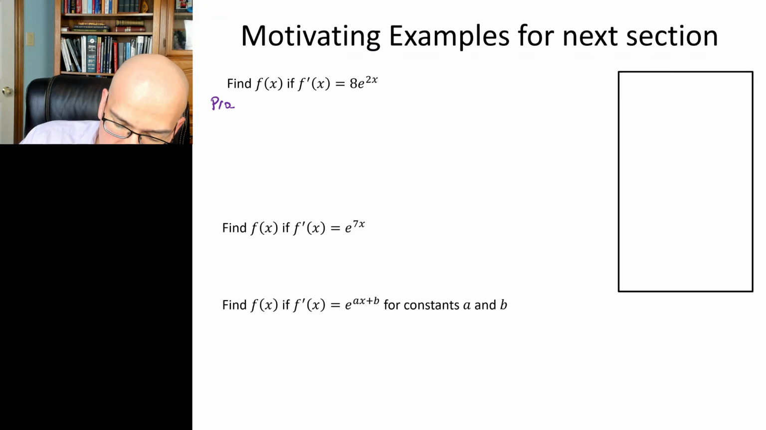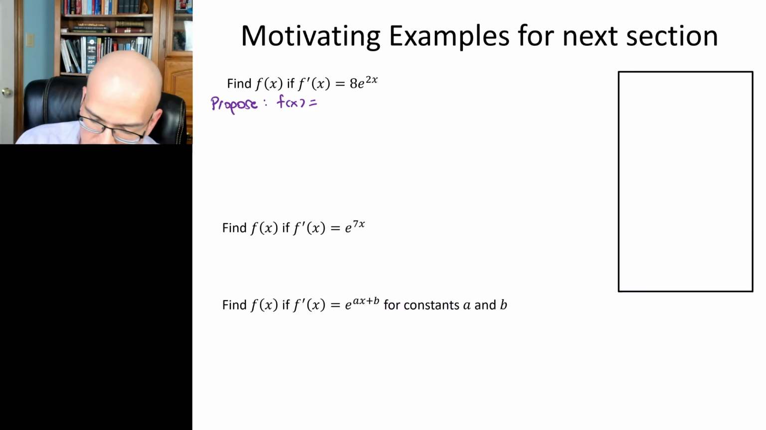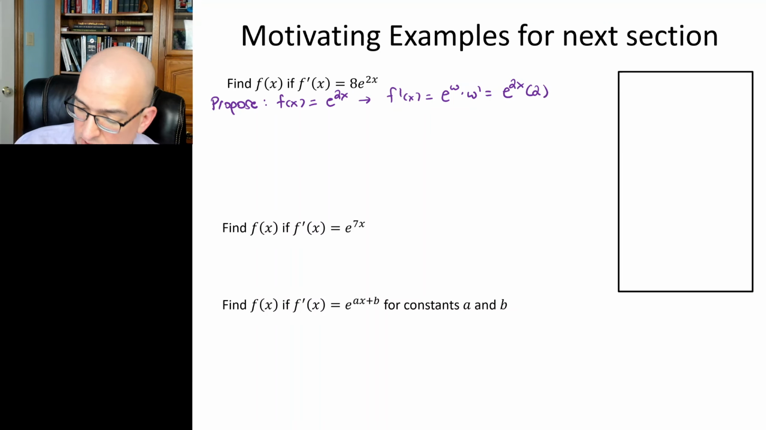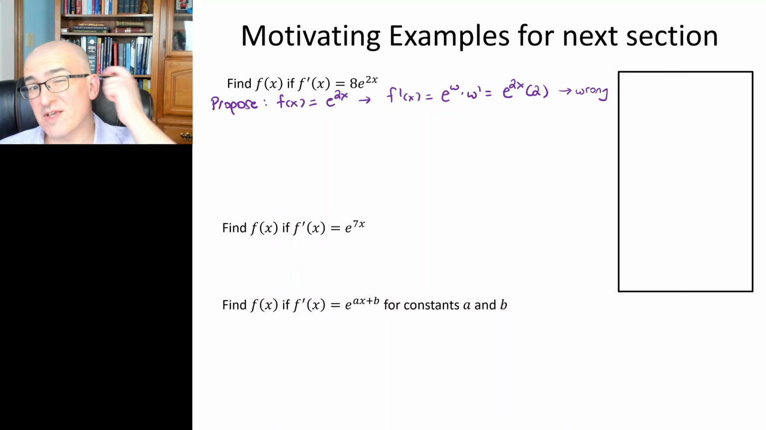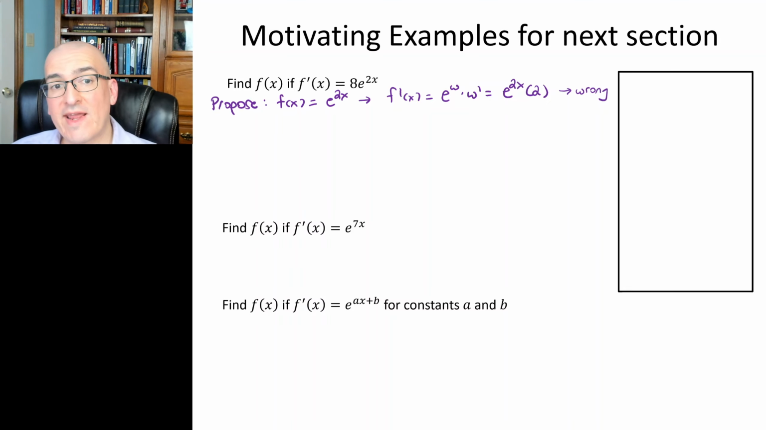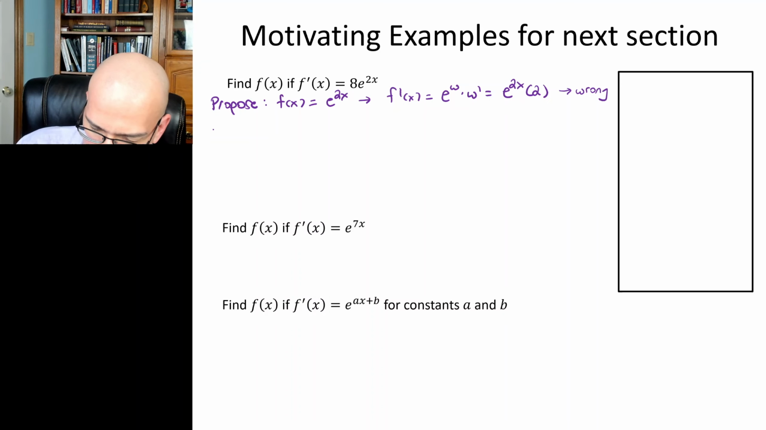Make a proposal. Propose f of x equals, let's go just e to the 2x. And then check. So f prime of x is e to the w times w prime. So e to the 2x times 2, which is wrong. It's not 8 e to the 2x. How do we fix it? So what if I put an 8 in front? Maybe the 8 will fix it, right? Another proposal.